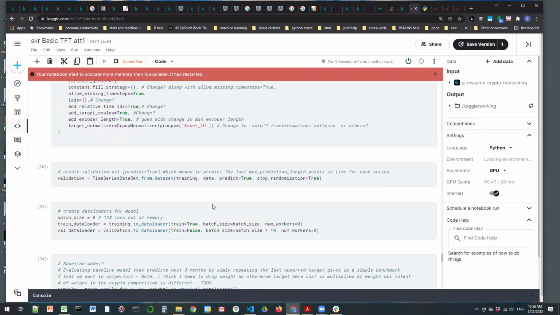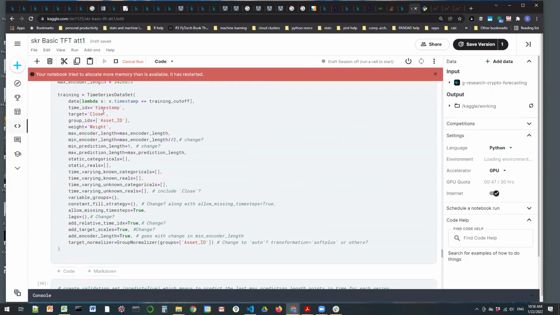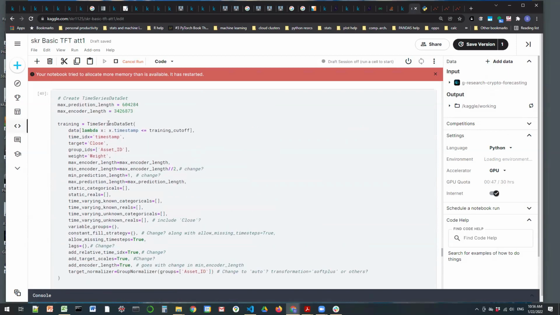But what's disappointing is after loading it, you can convert it into this time series data set, which is kind of cool because all you provide is a timestamp, and then you can split the data, and then you say target is close, and then you can give it the group ID columns. And then actually this is another thing I have to fix. The method he has shown uses weight in a different way than what the competition uses, so I have to fix that.